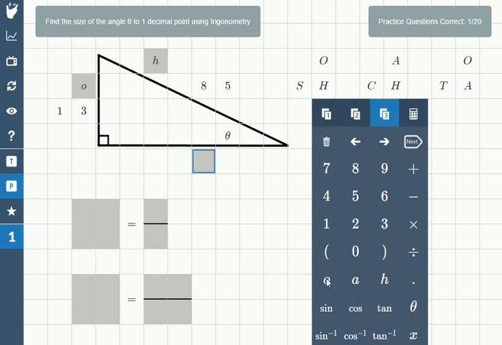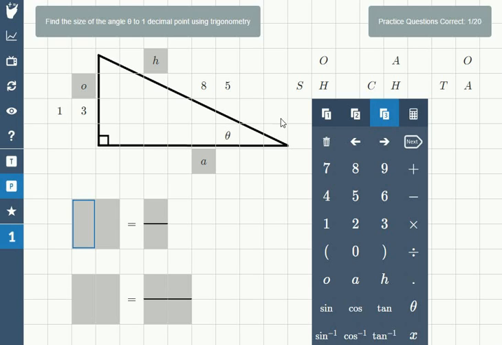Then we can put an O in the left-hand box because that side is opposite to the angle that we're using in this particular question. And finally an A in the bottom box because that side is adjacent to the angle that we're using in the question. So now that we've filled in our side values, we can figure out what formula we're going to use.